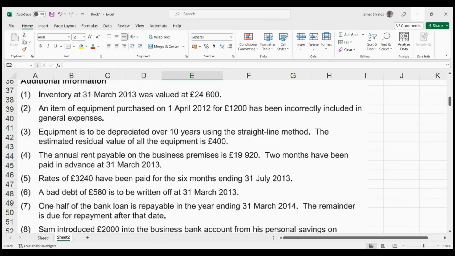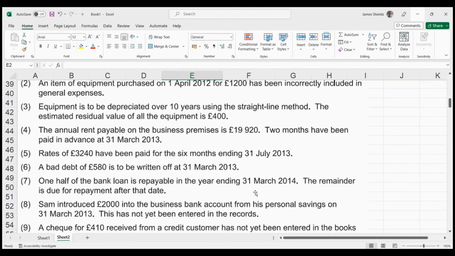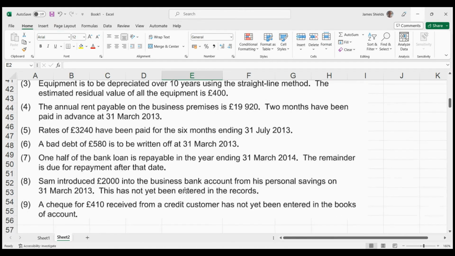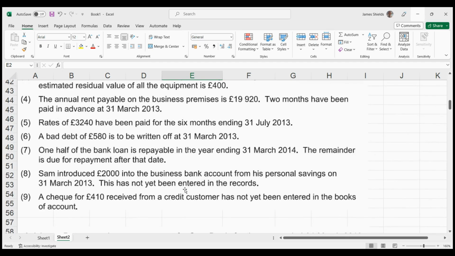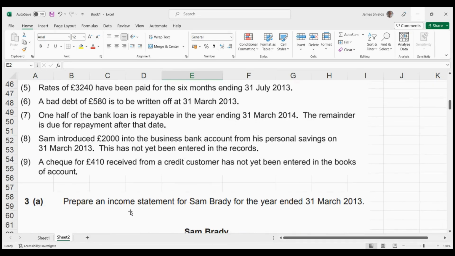A bad debt, also known as an irrecoverable debt, of £580 is to be written off at the 31st of March 2013. So it's not been taken into account in the figures above. One half of the bank loan is repayable in the year ending the 31st of March 2014, and the remainder is due for repayment after that date. Sam introduced £2,000 into the business bank account from his personal savings on the 31st of March 2013. That has not yet been entered in the records, and a cheque for £410 received from a credit customer has not yet been entered in the books of account.